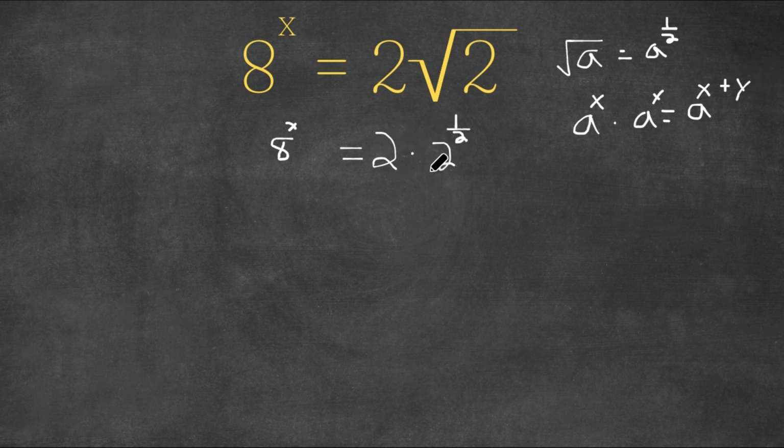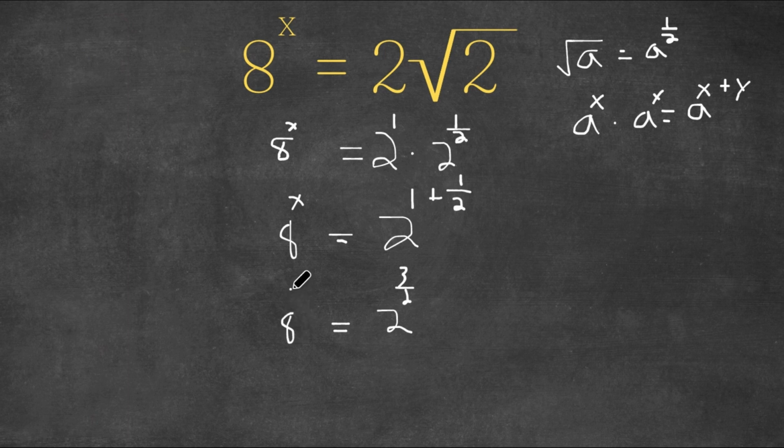So knowing that, 2 times 2 to the power of 1/2, this is the same thing as 2 to the power of 1 times 2 to the power of 1/2, so this is 2 to the power of 1 plus 1/2. And this is equal to 8 to the power of x. Now, 1 plus 1/2, that's 3 over 2. So this is 2 to the power of 3 over 2. And this equals 8 to the power of x. And we actually can't simplify this side anymore. And our bases still aren't the same.